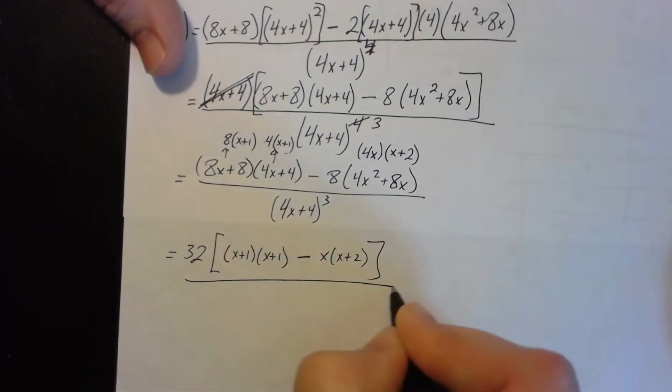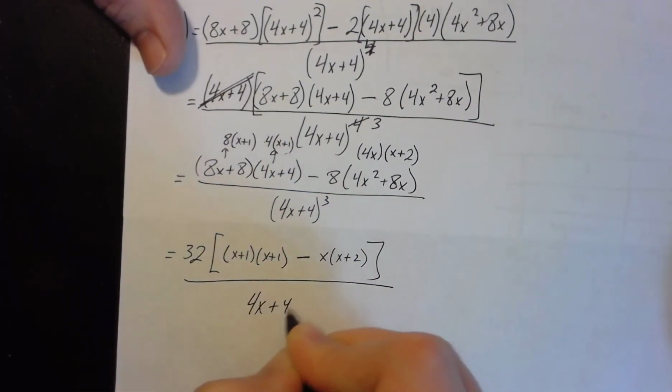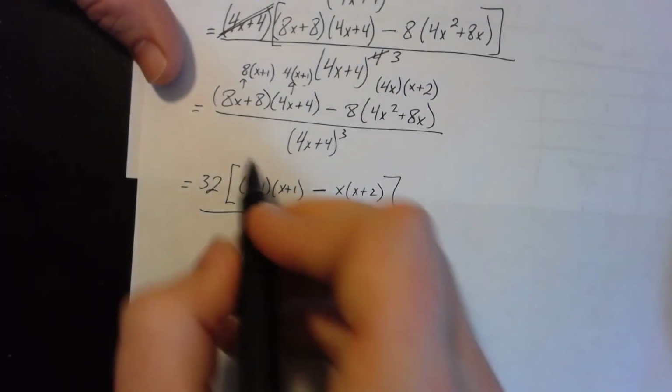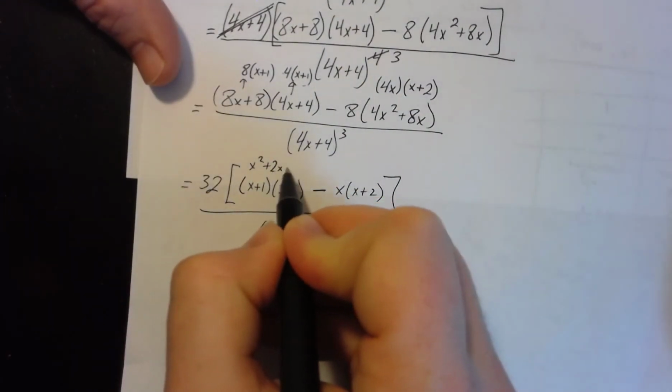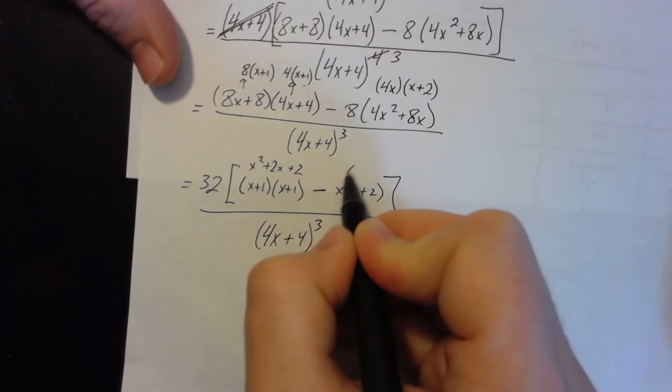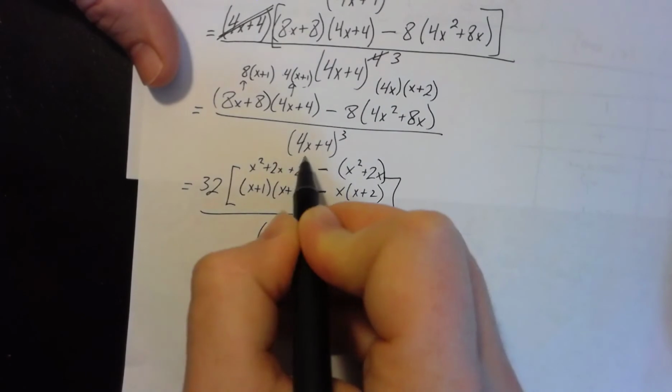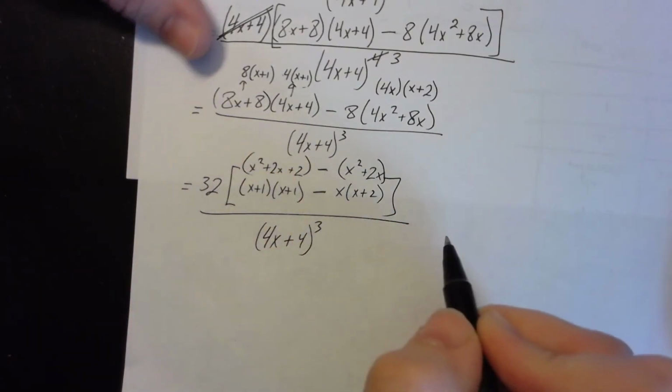And now I don't know about you, but to me, this looks a heck of a lot easier to deal with in the grand scheme of the problem. So I'm going to go ahead and FOIL this out, which is nothing more than x squared plus 2x plus 2. I'm going to go ahead and distribute that back in, giving me x squared plus 2x. And then I'm going to very carefully note that that subtraction sign is still there.